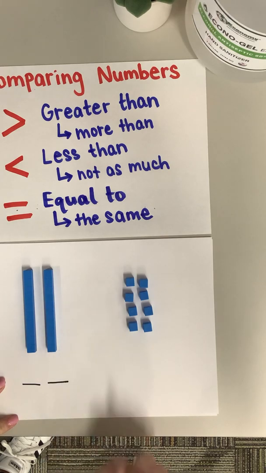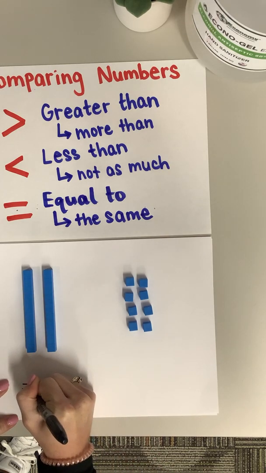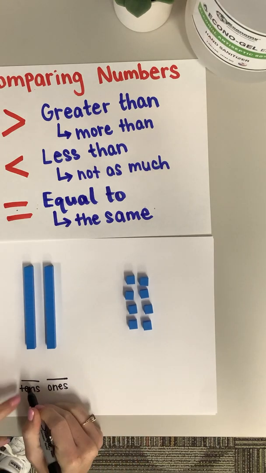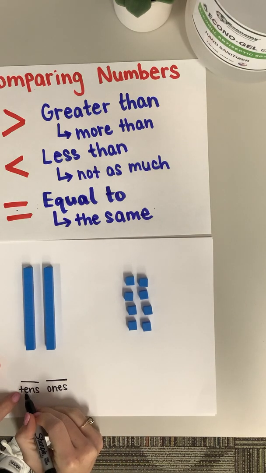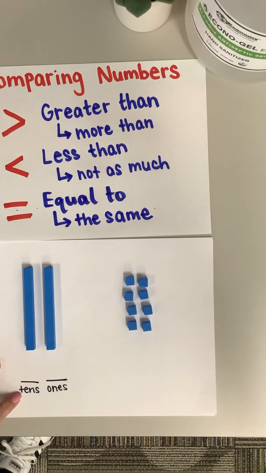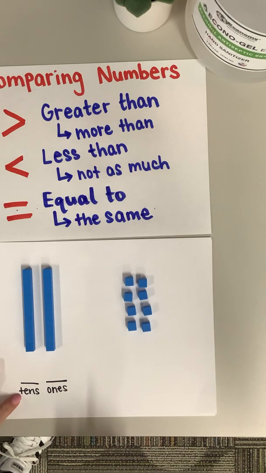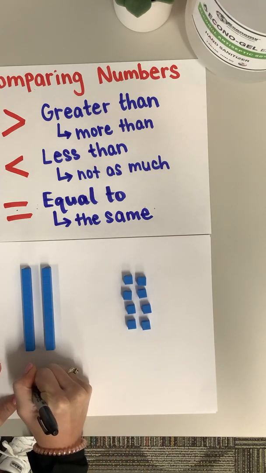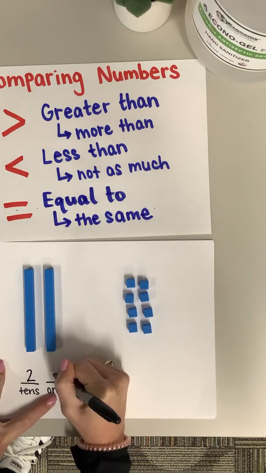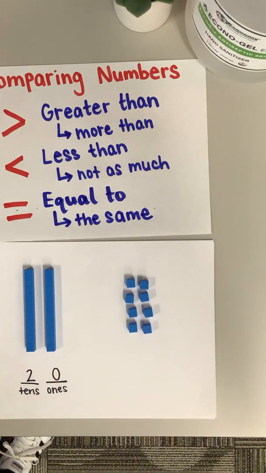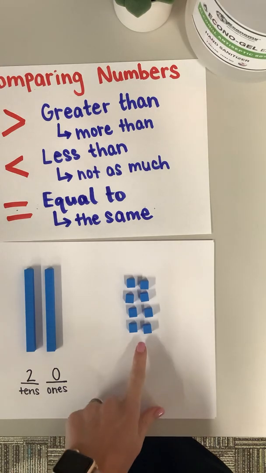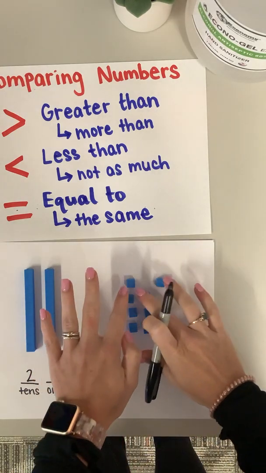Let's look at our place value for the number 20. This first place is the 10's because it's the bigger place. And this one on the right is the 1's place. So for my number 20, my 10's place is going to have the number 2, and my 1's place will have a 0. Let's look at my second number.